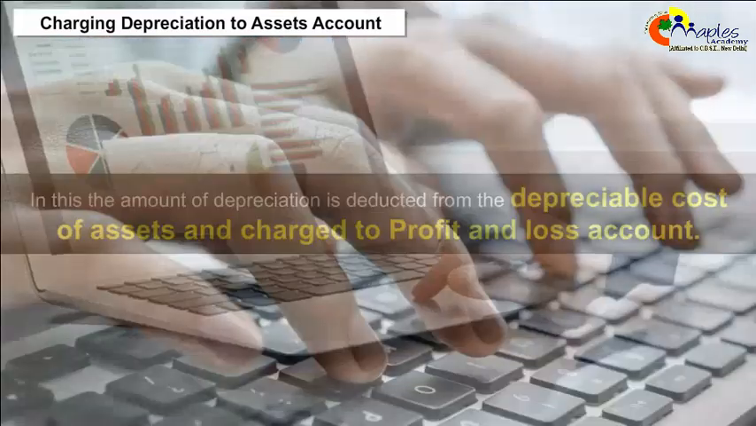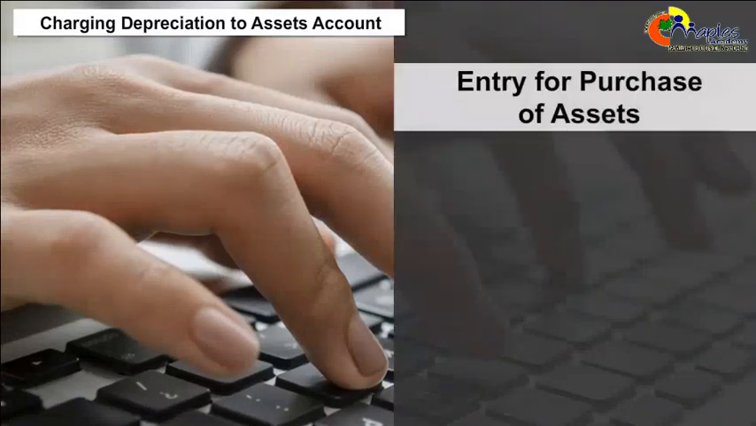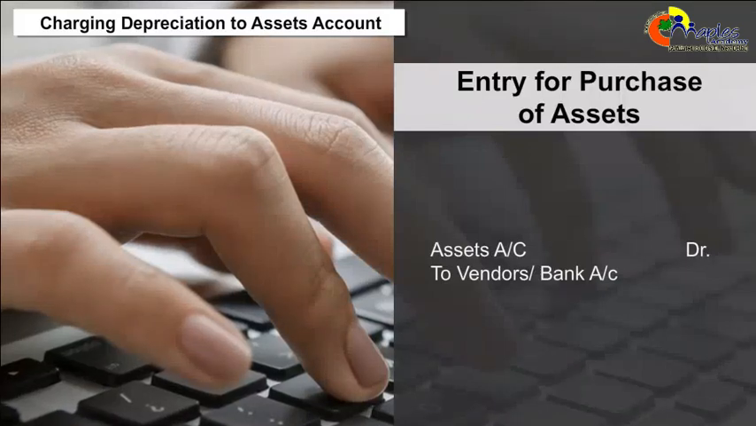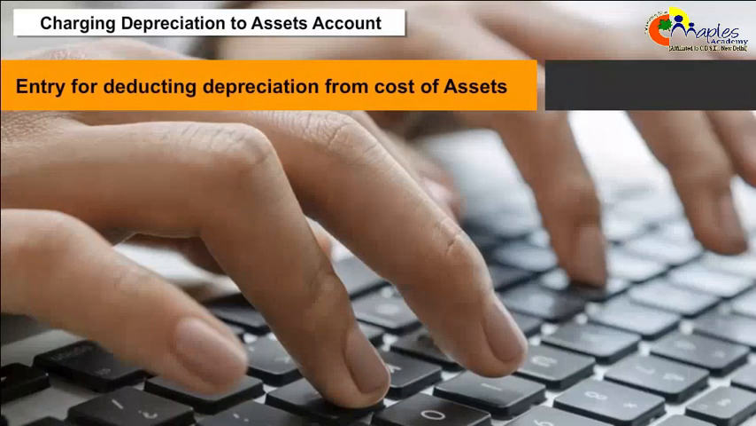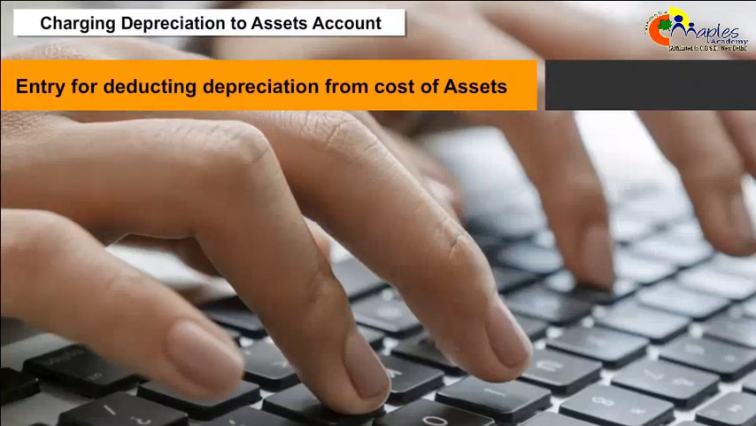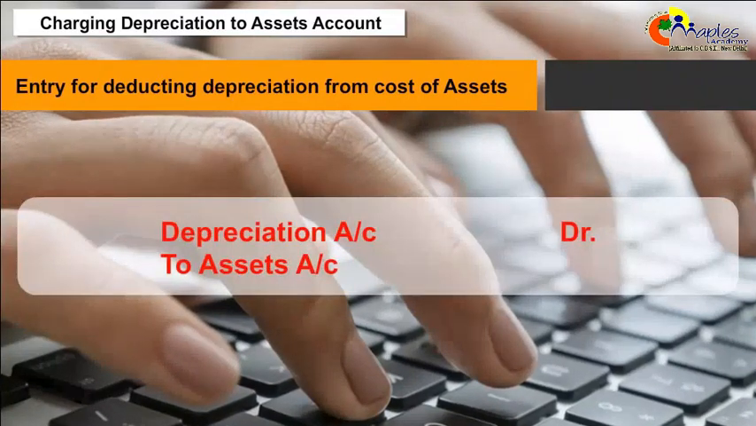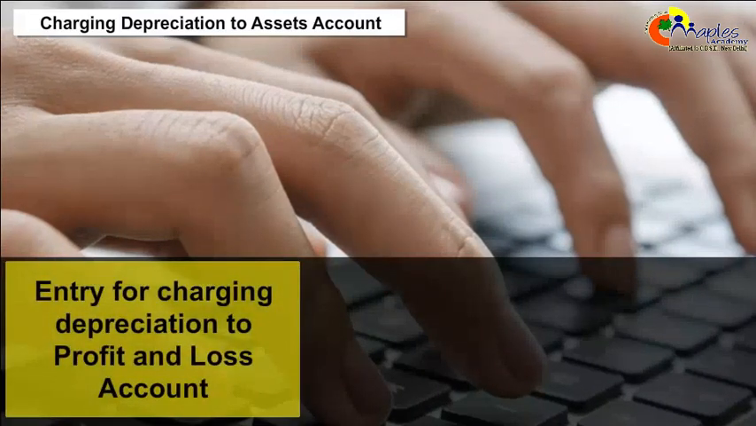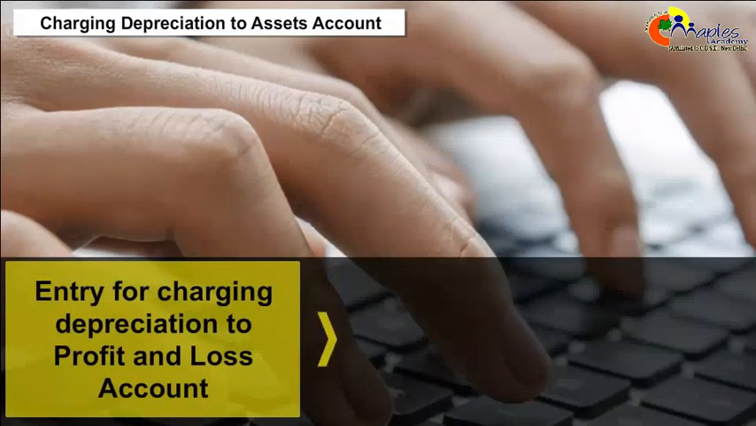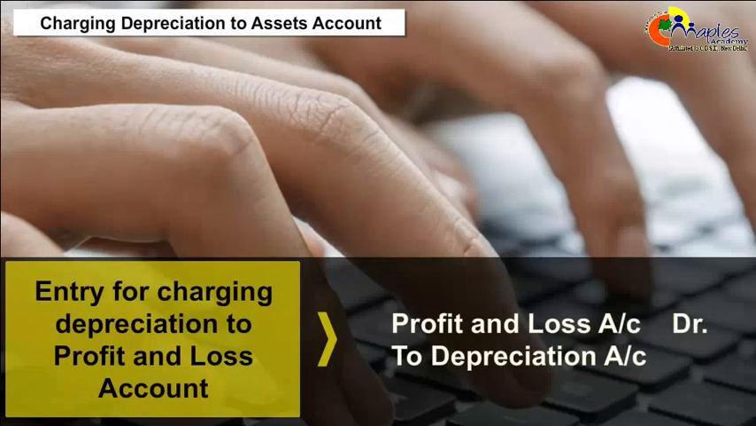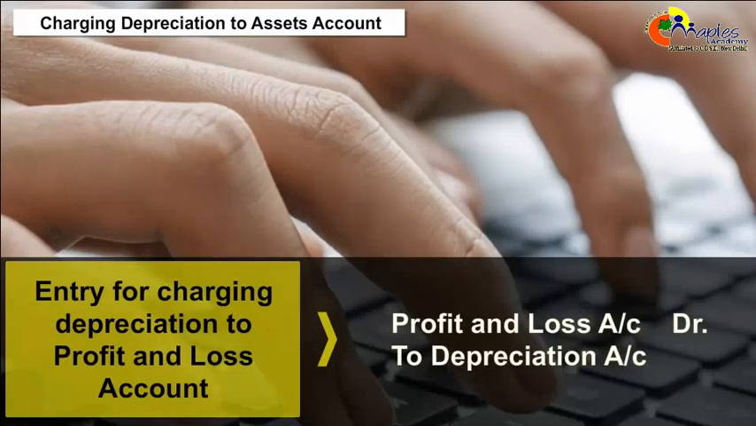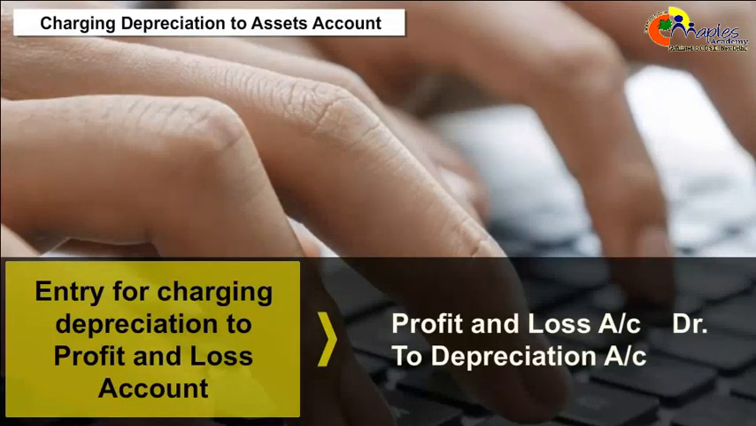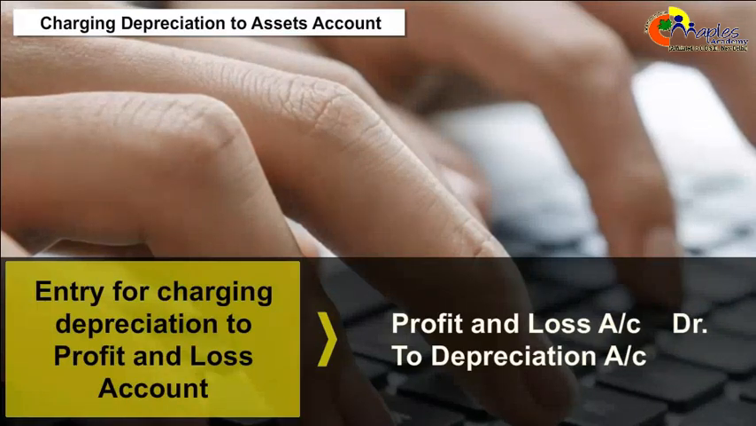account. The entries in the journal would be: entry for purchase of assets, assets account debit, to vendors or bank account. Entry for deducting depreciation from cost of assets, depreciation account debit, to assets account. Entry for charging depreciation to profit and loss account, profit and loss account debit, to depreciation account. In balance sheet, the assets will appear after deducting depreciation from the cost of assets.